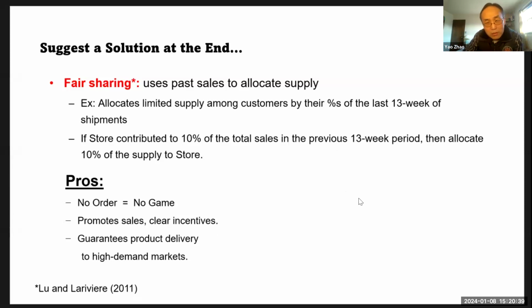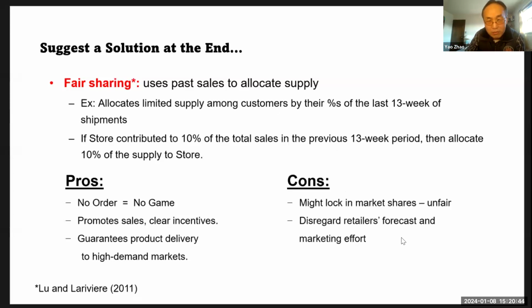Now the cons, the disadvantage of this rule is actually it's not fair, because bigger guys, that means the stores with higher sales, will always get more supply, locking the market shares. And secondly, it completely ignores your customers' forecast and also marketing effort. It might also cause some supply and demand mismatch. Anyway, it works definitely better than the proportional allocation rule because that motivates panic orders and hoarding.